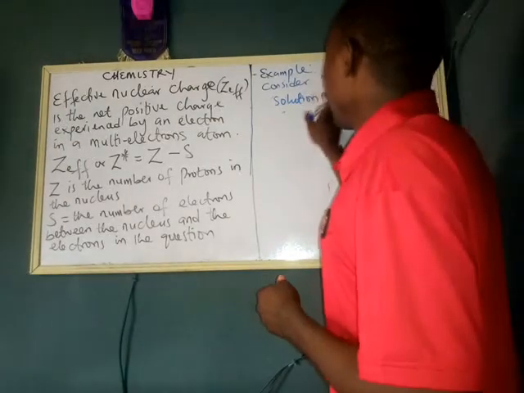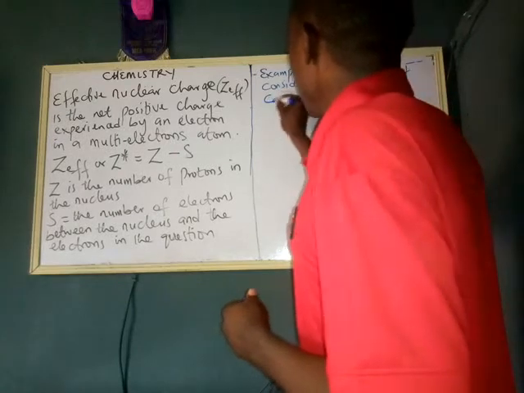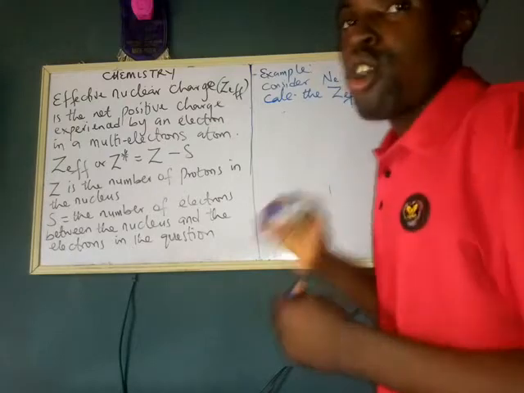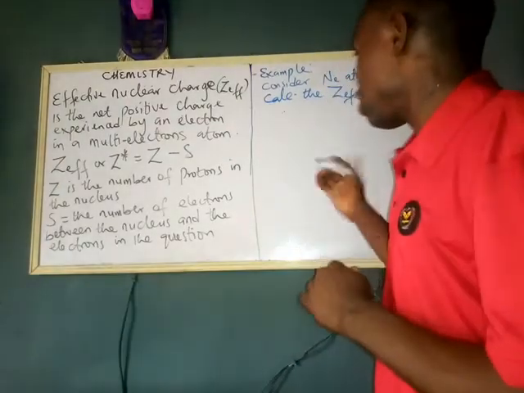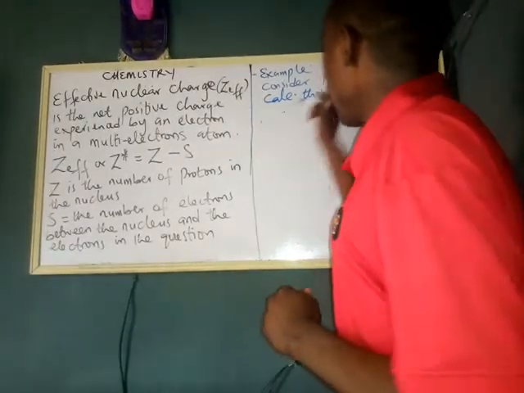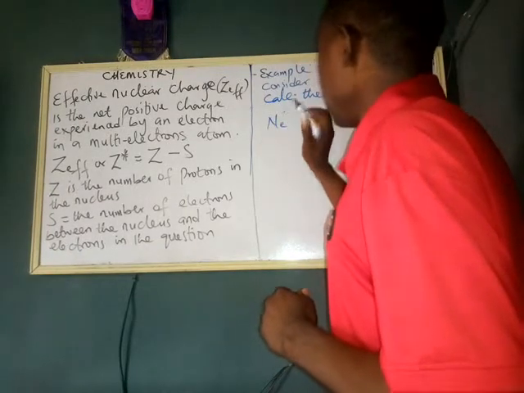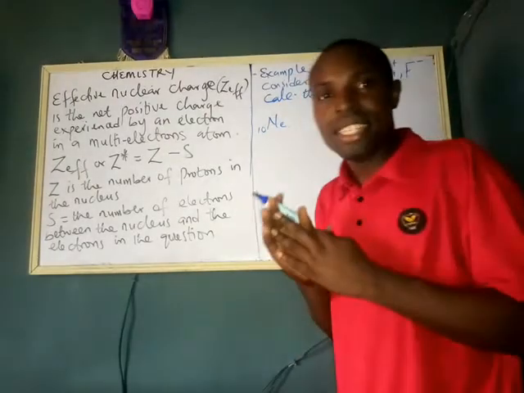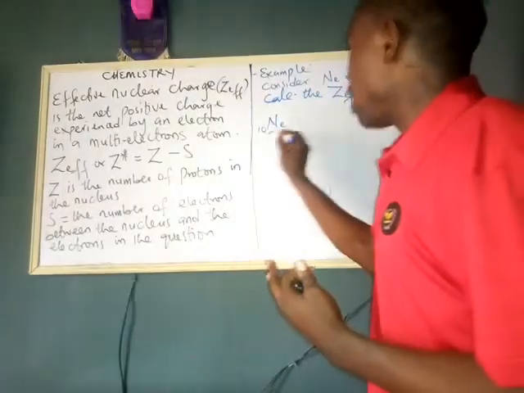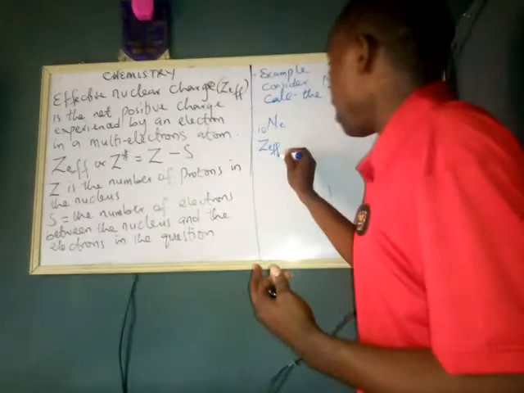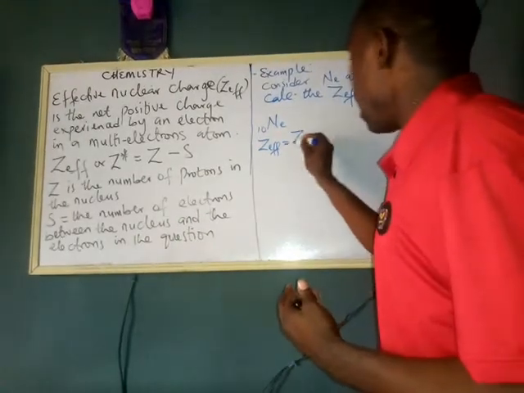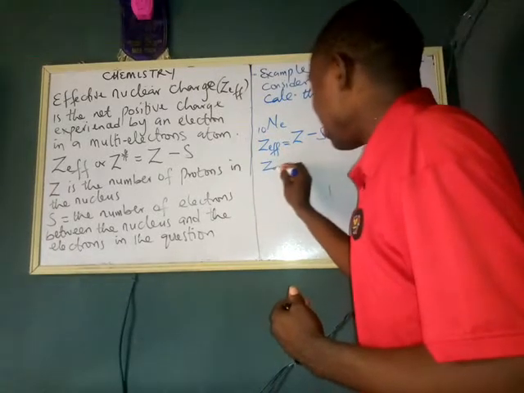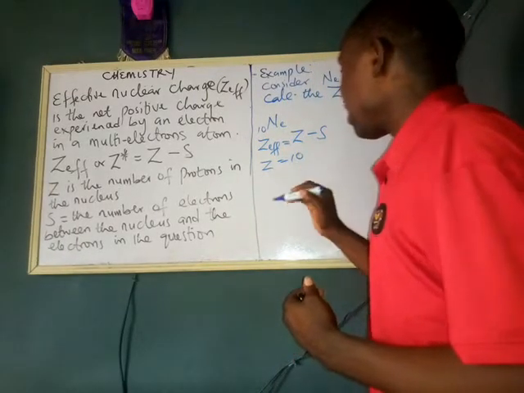And the question now says, calculate the effective nuclear charge of each of these species you are saying here. Now we'll start with the first one, which is neon. Remember that neon has the atomic number of 10. Is that clear? Now, from the formula, which is Zeff is equal to Z minus X, Z here, which is the number of protons, is 10.